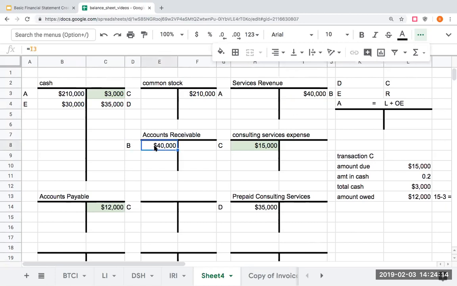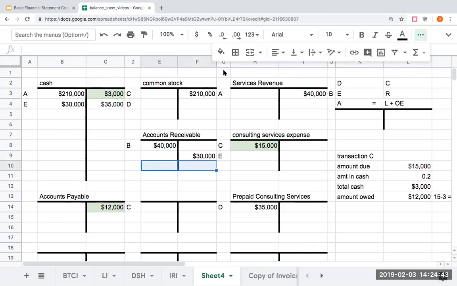The client owed me $40,000. Okay, so this client owed me 40 grand. However, they're giving me $30,000. So how much does the client owe me now? Well, excuse me, now they owe me $10,000. So when I'm collecting on prior services performed, what I'm going to do here is I'm going to debit cash for the 30, and then I credit accounts receivable.